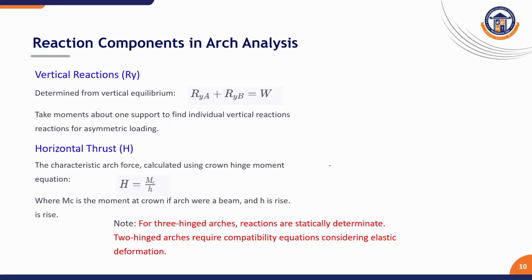Next, reaction components in arch analysis. The reactions in the arches include the vertical reactions and horizontal thrust. The vertical reactions can be calculated with the help of the formula RA plus RB equals W, whereas the horizontal thrust can be calculated with the help of the formula H equals M divided by h, small h. Horizontal thrust is a signature force in arches and distinguishes them from beams. Here MC is the moment at the crown if the arch were a beam, and h is the corresponding rise of the particular arch. For a three-hinged arch, reactions are statically determinate, and a two-hinged arch requires compatibility equations considering the elastic deformations.